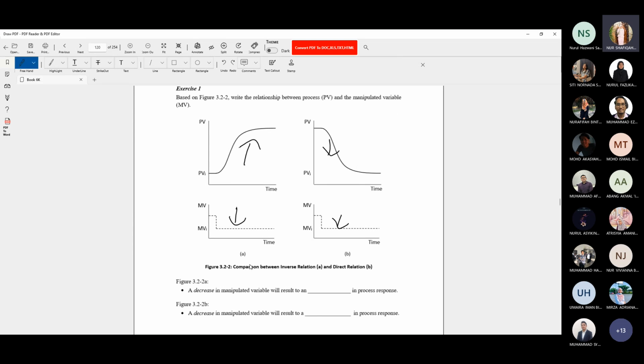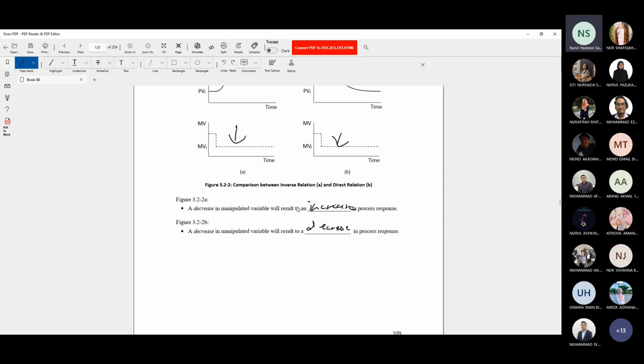Direct relation. So dekat sini kita boleh cakap figure 3.2 2A, a decrease in manipulated variable will result to an increase in process response. So this one is inverse relation yang macam you cakap tadi lah. So figure 3.2 2B shows that a decrease in manipulated variable will result to a decrease in process response. So that one is direct relation.